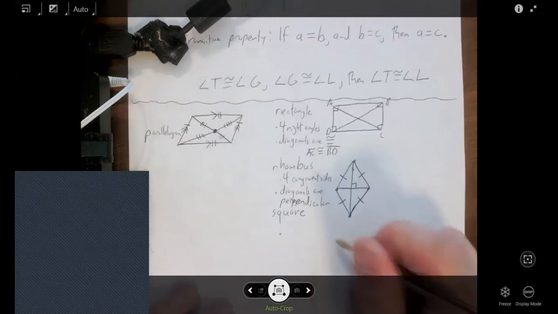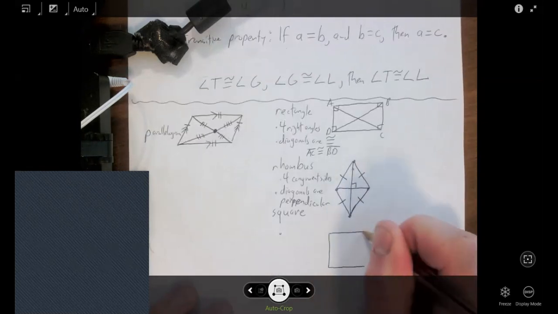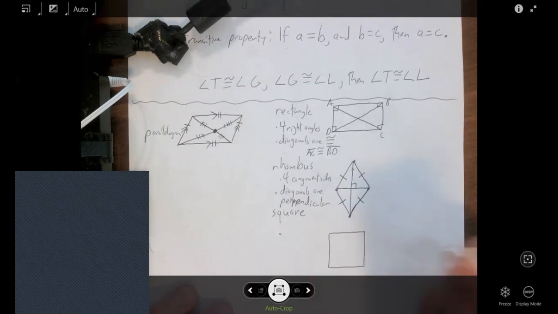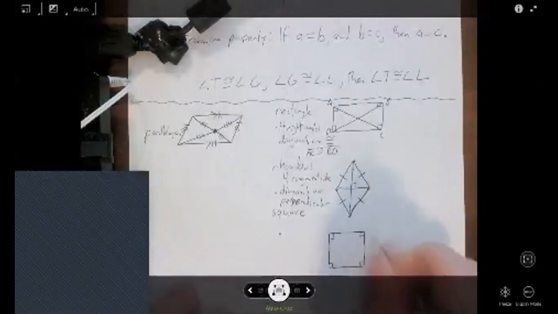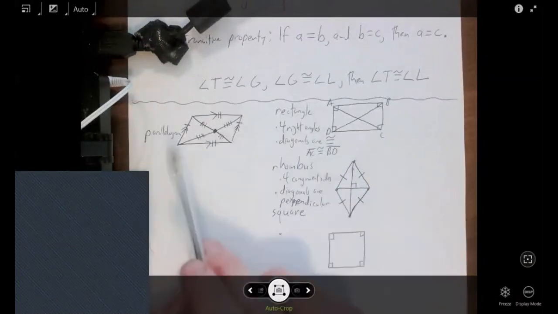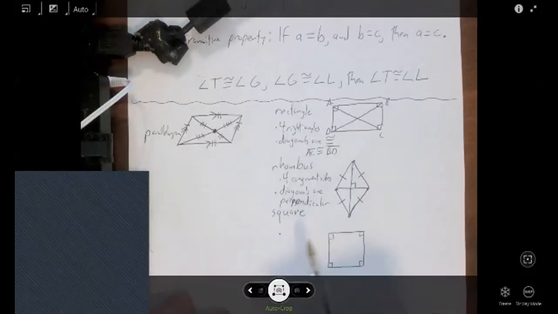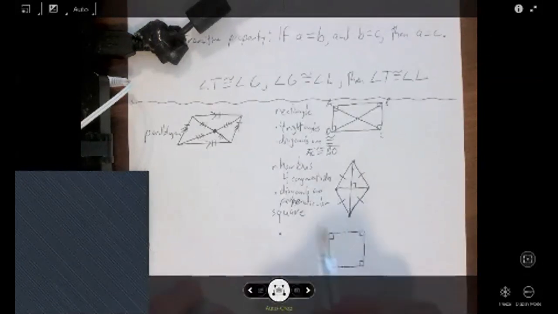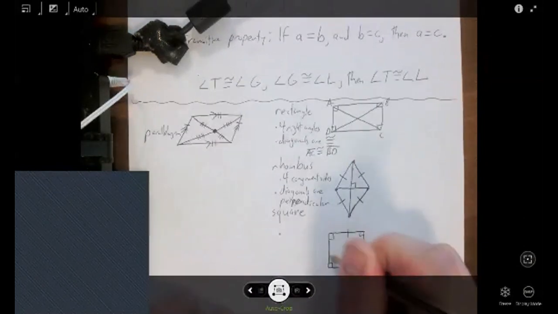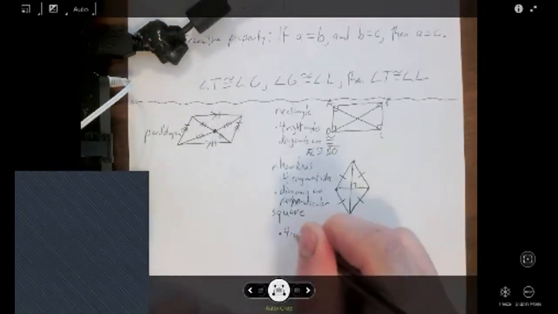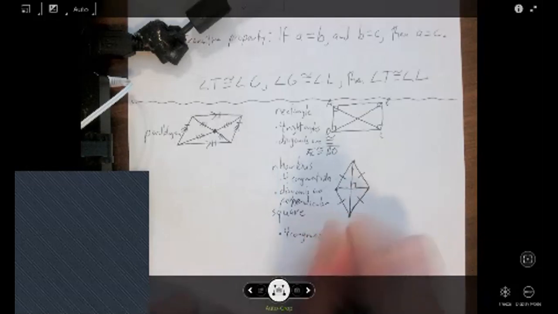All right, and lastly, we have the square. So every rhombus is a parallelogram. Every rectangle is a parallelogram. The easiest way to think about a square is it's a parallelogram with 4 congruent sides and also 4 congruent right angles.